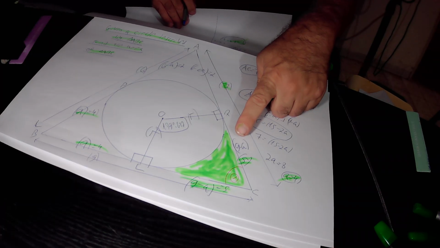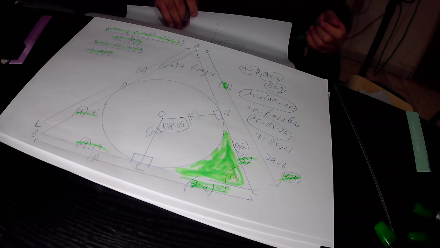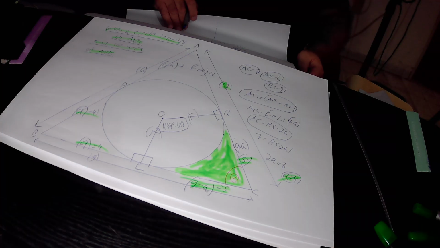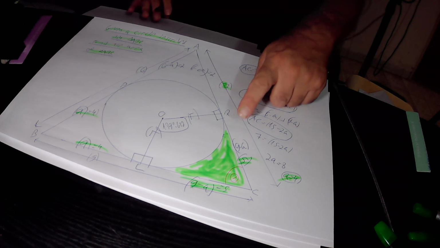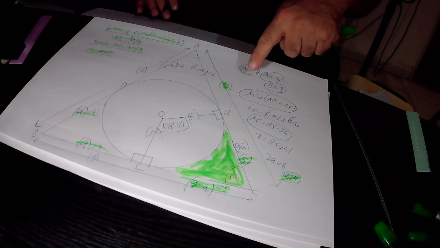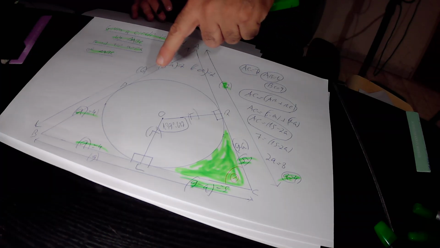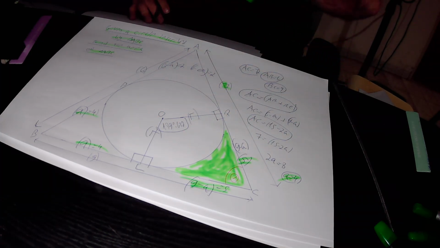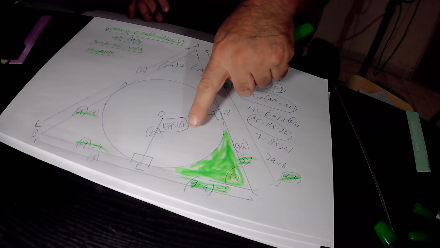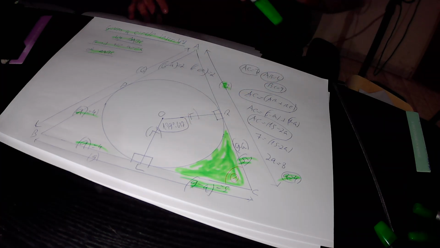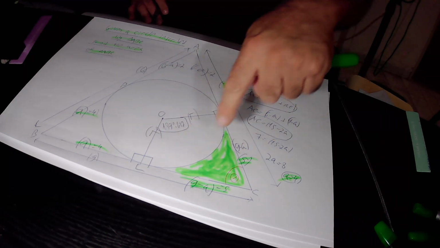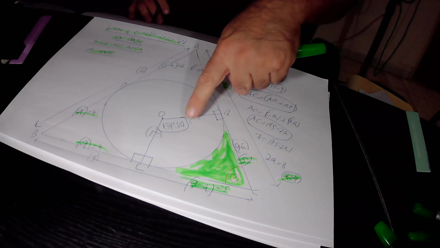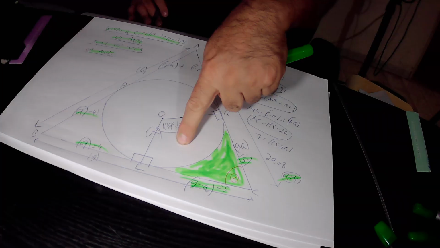Our task is to find out the area of this green shape. So what is the area of the green shape? From the drawing, it is very easy to see that the area of this green shape equals the area of quadrangle QOLC minus the area of this sector QOL. Repeat again. The area of this green shape equals the area of quadrangle QOLC minus the area of this sector QOL.